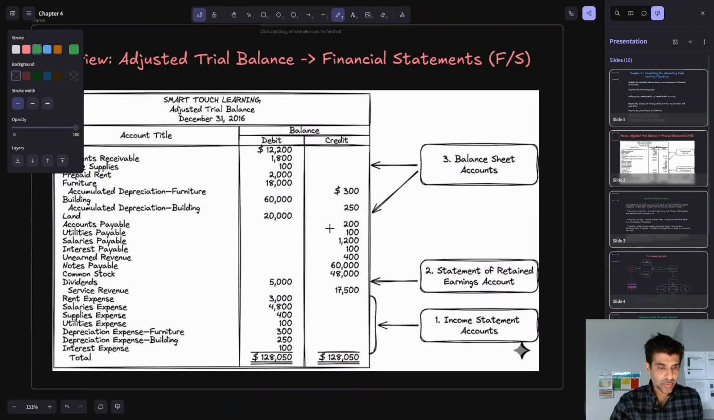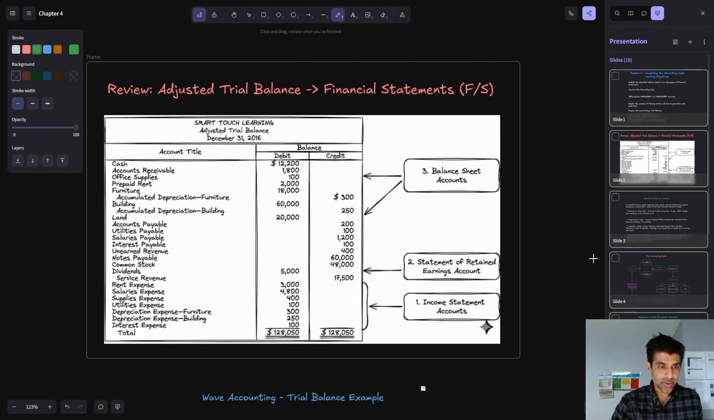This is a little review from the last chapter. We had this thing called the trial balance, okay? And we had the unadjusted versus the adjusted. So what was the difference? What changed between the unadjusted and the adjusted trial balance? Does anyone want to share their thoughts?